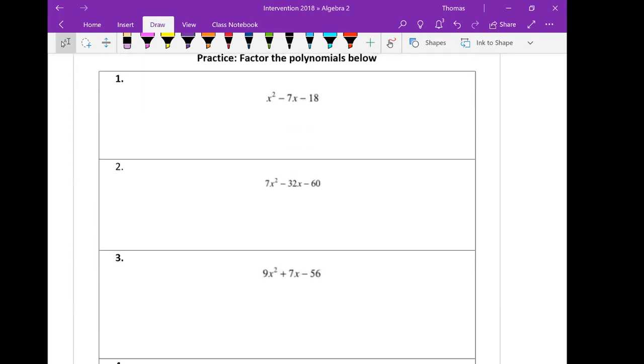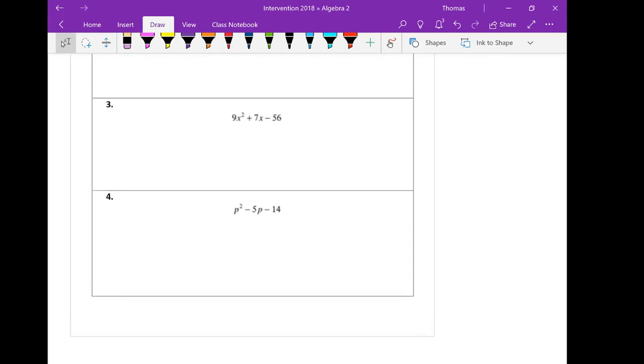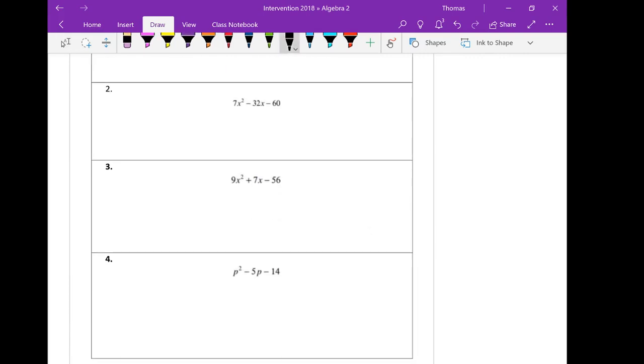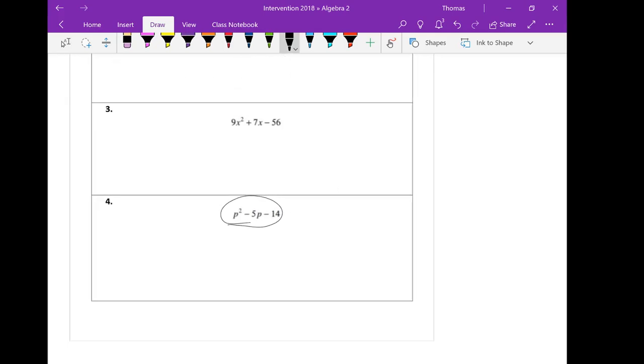On the back of this, there are 1, 2, 3, 4 questions to try this out on. Some of them have no leading coefficient, they just have 1x. Some have leading coefficients. Down here, we can do the same thing whether we have an x or not. For example, factors of p squared would just be p and p. P times p would give us p squared. So it doesn't always have to be x's, it could be other variable names too.